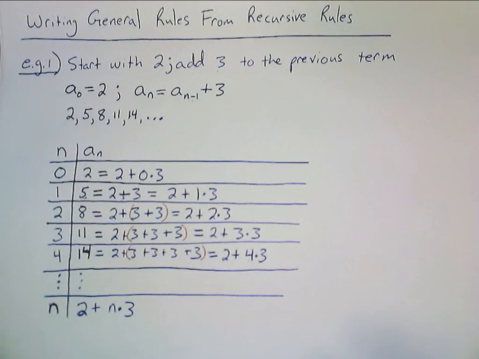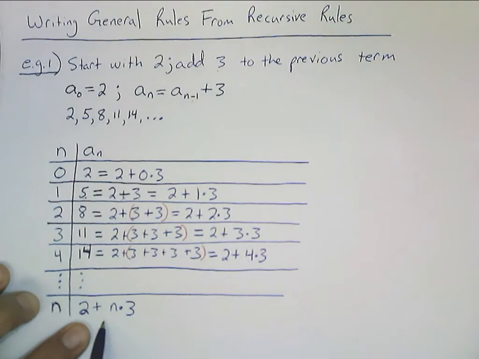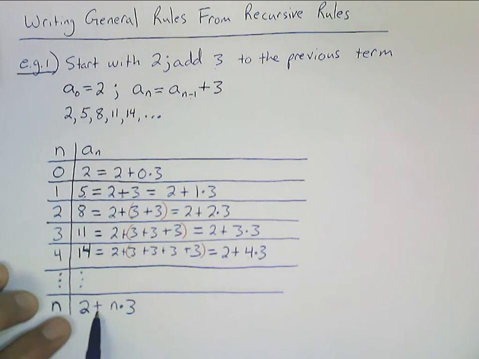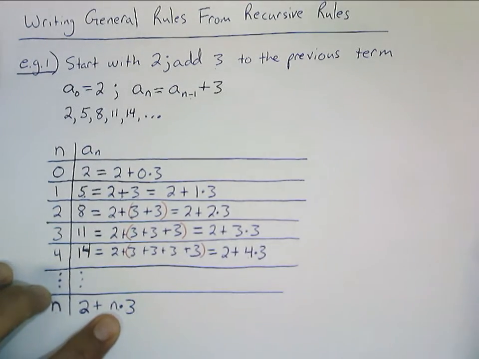And that's basically your general rule right there. Whatever n is, a sub n is given by this. Now, we don't normally write it in this order, but keep in mind, of course, in addition you can switch around the order of addition, or even switch around the order of multiplication. So the way we normally write it would be like this.